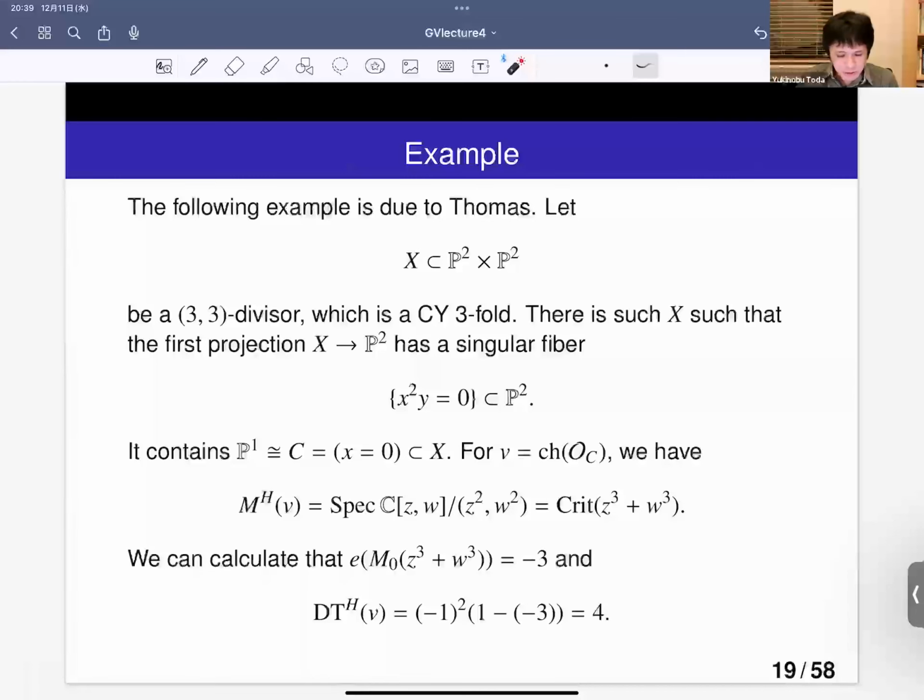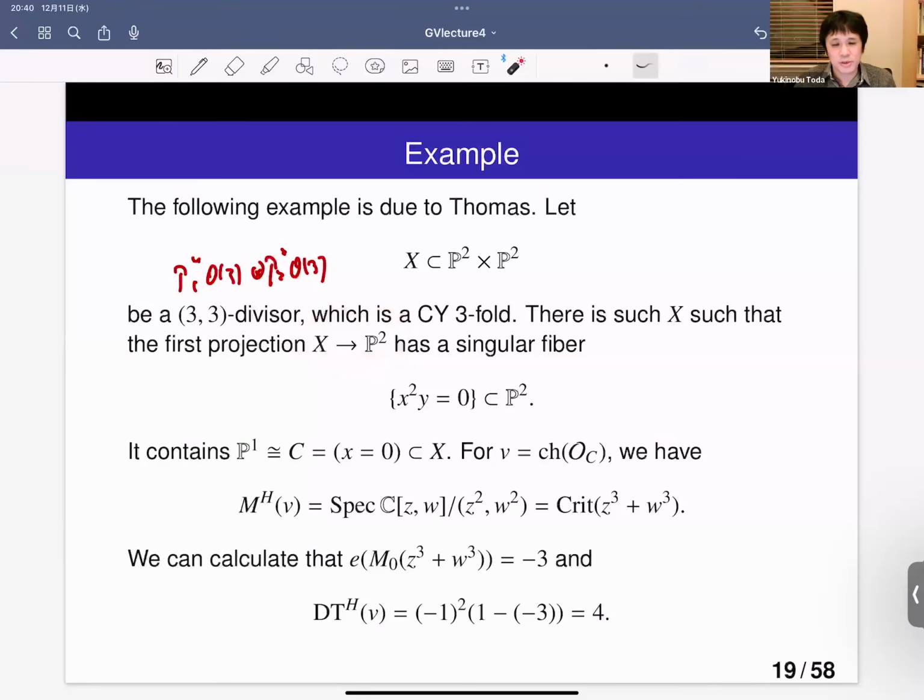So I give another example. This example is due to the paper by Thomas. So let X be a Calabi-Yau 4-fold given by a 3-divisor. So this is the section of the line bundle given by P1 star O(3) tensor P2 star O(3). And this is in fact a Calabi-Yau 4-fold. And for some choice of section, there is such a Calabi-Yau 4-fold such that the first projection gives an elliptic fibration of X.